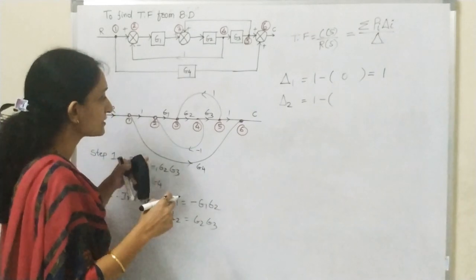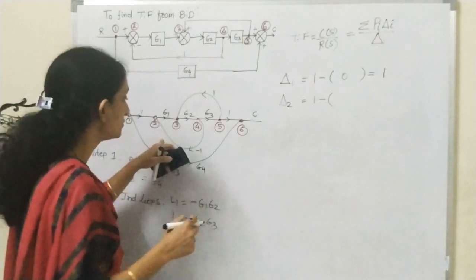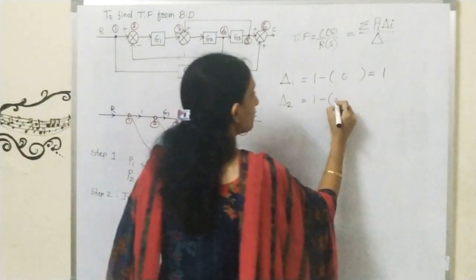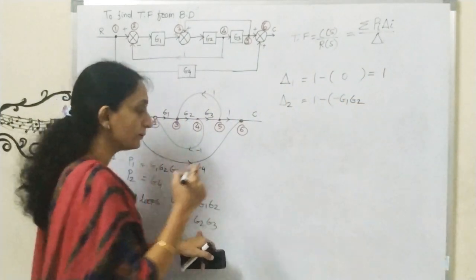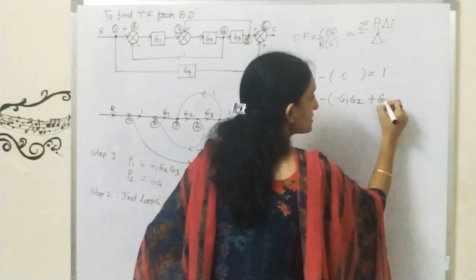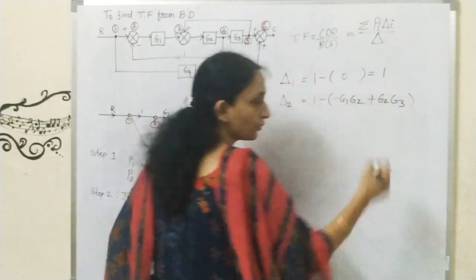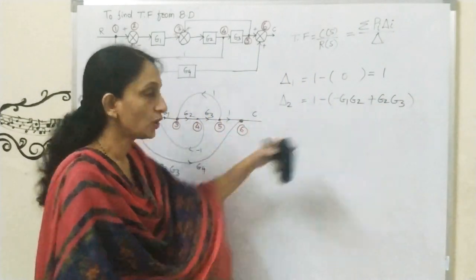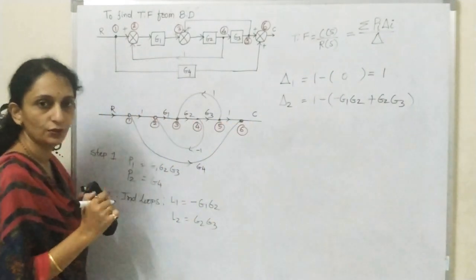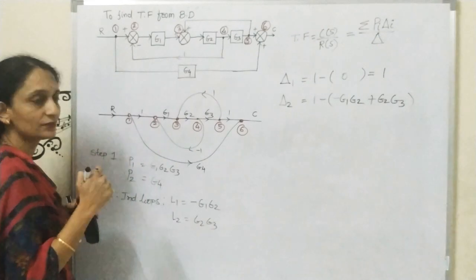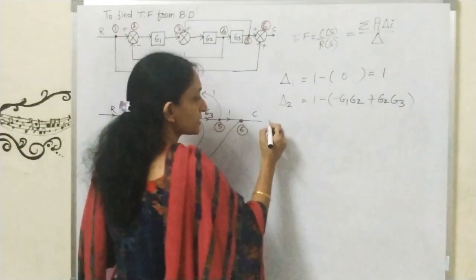So I will consider here the sum of loops. Loop number 1 is minus G1, G2, plus the second loop, that is G2, G3. So these two loops are not touching this second forward path. Okay, so we have completed all the terms. Now we will calculate the transfer function.